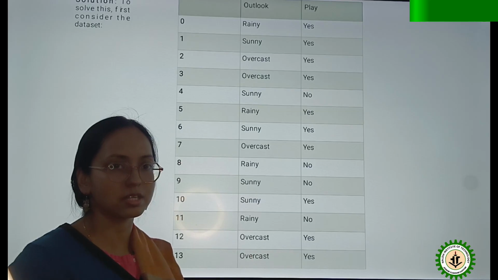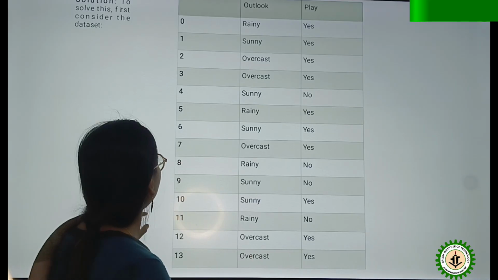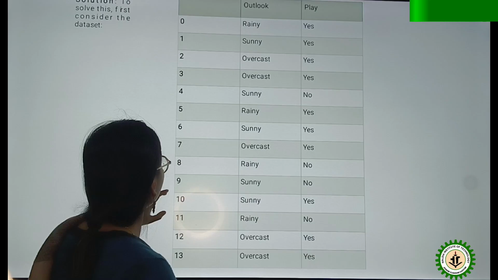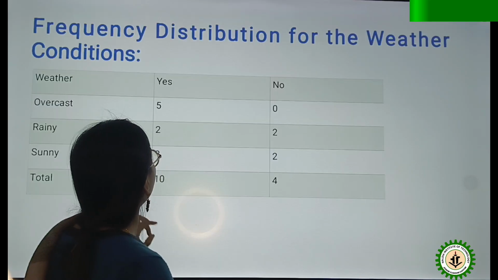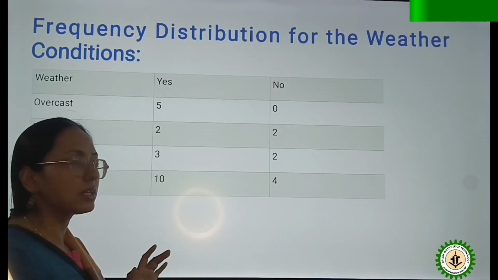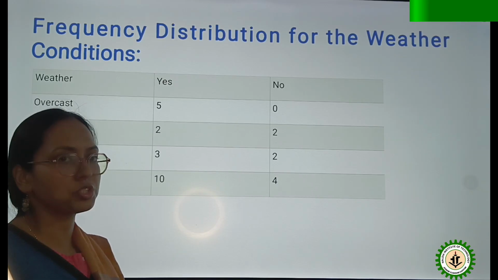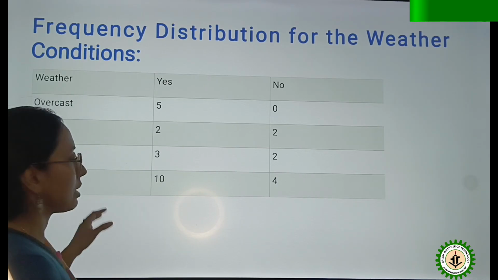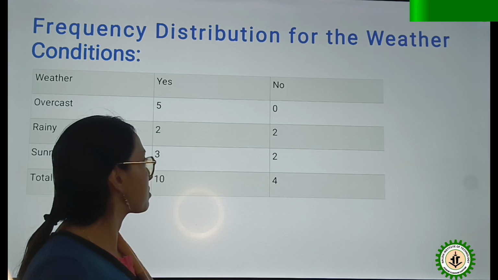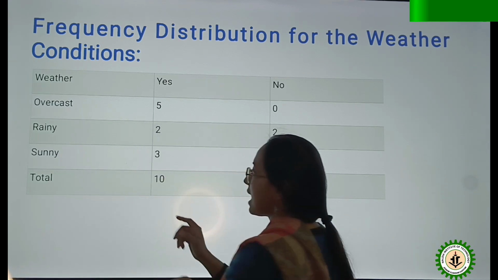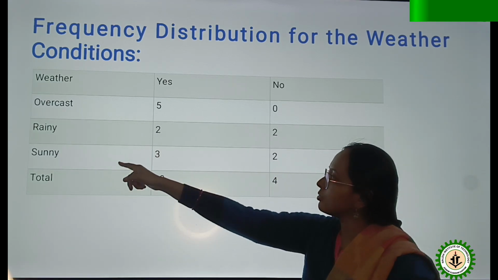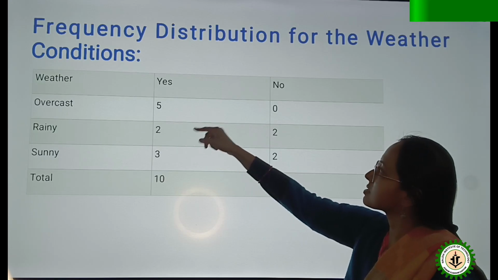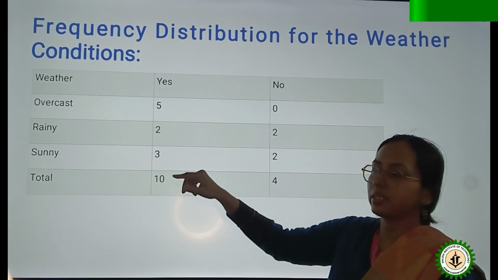So these are the three distinct values present for the weather condition. Now my first job is to convert this entire data set into the frequency distribution of the weather condition. So that means we have three distinct values: overcast, rainy and sunny. These three values we will check against the yes and no category as per the data set.